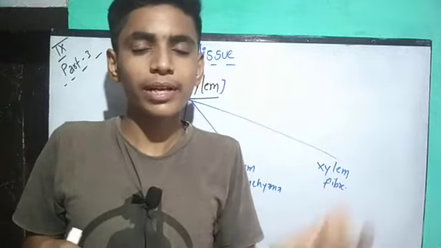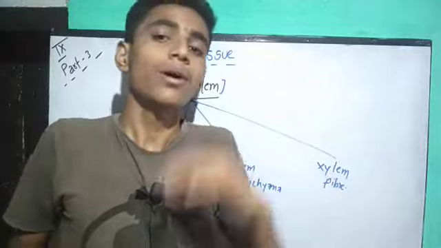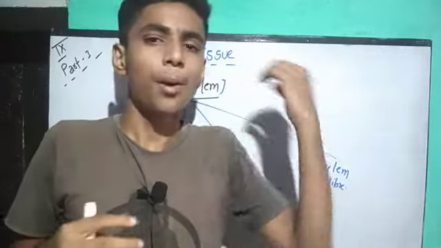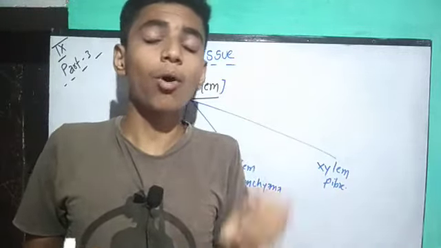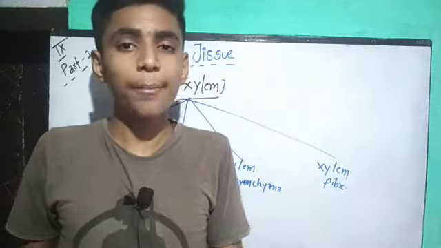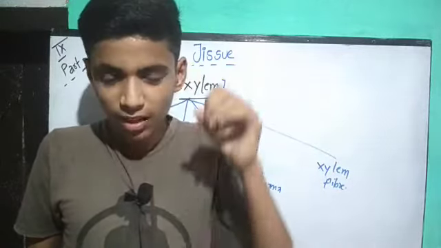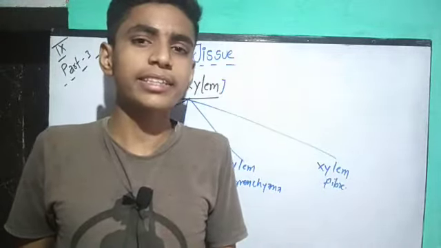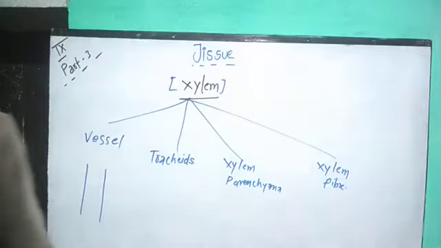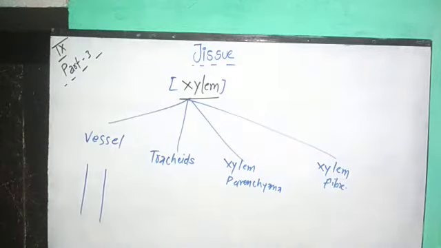Their main function: the other three cells help in the support function, or we can say that they are supportive in nature. Now we are going to see each characteristic particularly. So let's start and see about the vessel first.